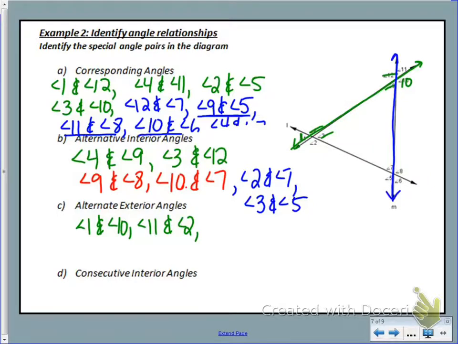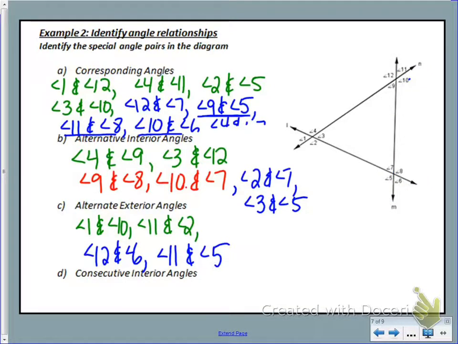Let's look at line M. So now again, my interior angles don't work. So I'm going to get rid of all of these interior angles, but angle 12 would be alternate exterior to angle 6. Likewise, angle 11 with angle 5. And the last we need to look at is the transversal towards the bottom, line L. So these interior angles won't work, so angle 4 alternates with angle 6. And angle 1 with angle 8.